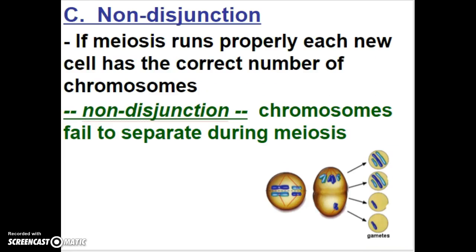Non-disjunction is a condition that can happen during meiosis. Remember, the cell cycle has to go 100% correctly 100% of the time. If meiosis runs properly, every cell should have the correct number of chromosomes. So they should have 23 chromosomes in sperm and 23 chromosomes in egg. What ends up happening sometimes is that those chromosomes actually fail to separate during meiosis. And so during anaphase 2, when we have the splitting occurring, they're not split in an even way. So some cells will end up with extra copies of chromosomes, and some cells will have not enough chromosomes.